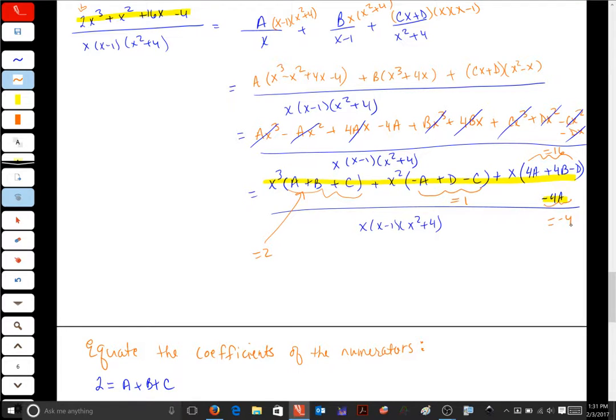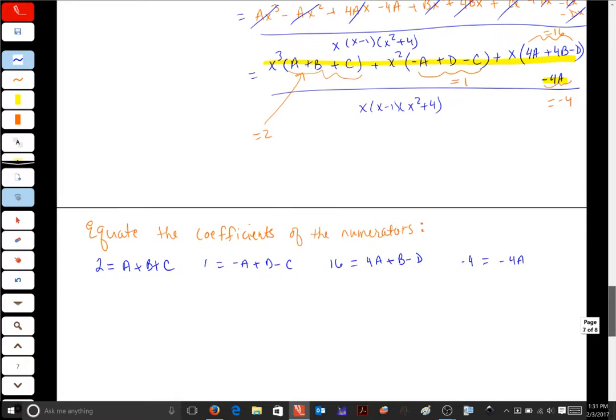So you equate your coefficients. That means that down here, I'm going to have 1 is equal to minus a plus d minus c, and I'm going to have 16 is equal to 4a plus b minus d, and 4 minus 4 is going to be equal to minus 4a. And we solve these. You guys remember, question?